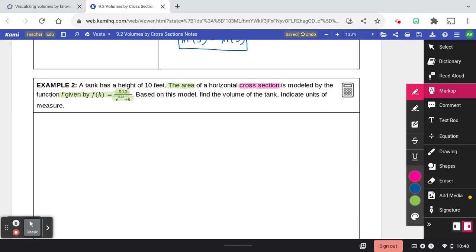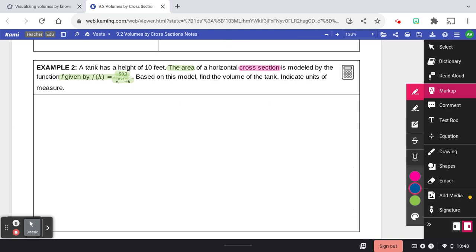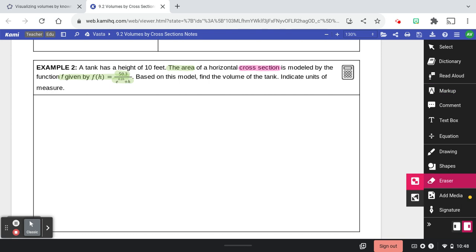So the first thing is, we're just needing to set up our volume equation. In this case, because the volume is in terms of h, the area is in terms of h, I'm going to do everything in terms of h here.